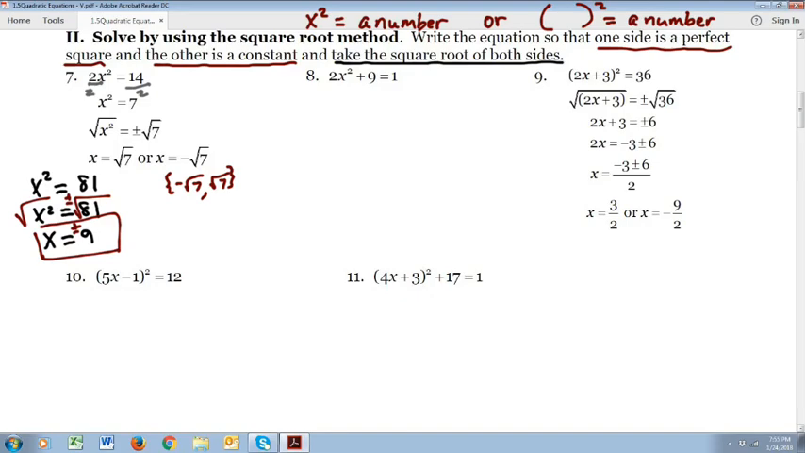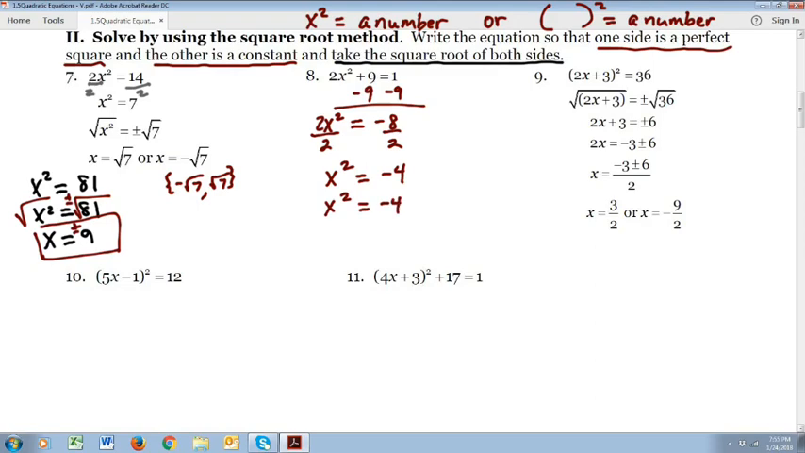Let's look at number 8. So first of all, in this case, I need to get x squared by itself, and I want to get rid of the 9 and the 2. Now, just like with the normal two-step equation, if I have to divide, which here I'm going to need to divide by 2, and I'm going to have to subtract 9, we always do the addition or subtraction first. So let's subtract the 9 on both sides. We get 2x squared equals negative 8. And I'm not quite there yet. I need to divide by 2, and I get x squared equals negative 4.